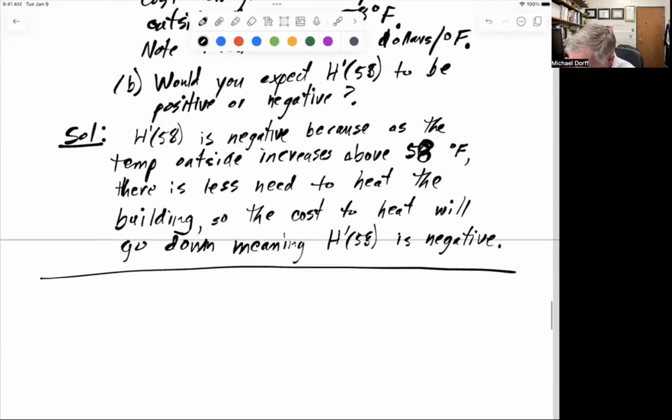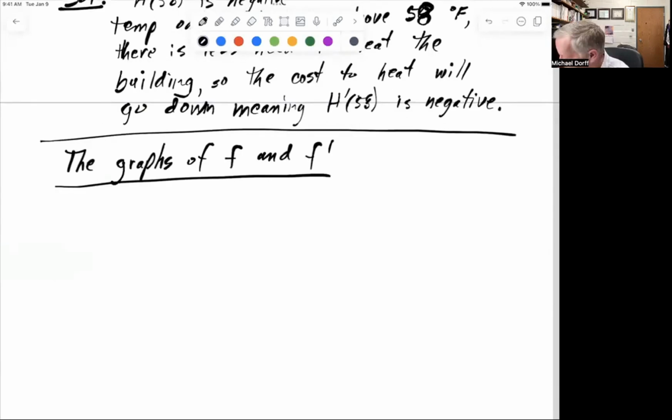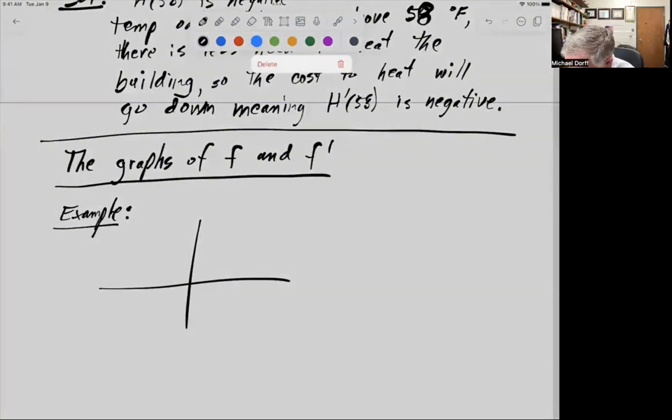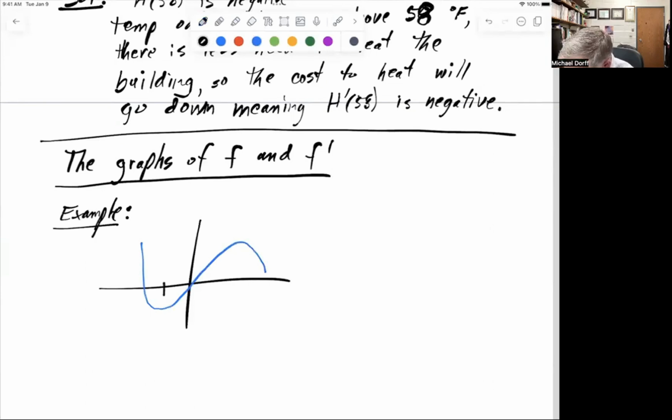All right, last thing I want to talk about today is the graph of a function f and its derivative. So let's see here. Suppose I have a graph of a function that looks like this, and I'm going to put in some values here. We'll call this x equals -1, this x equals 1, this is x equals 2 here. And this is the graph of y equals f of x.